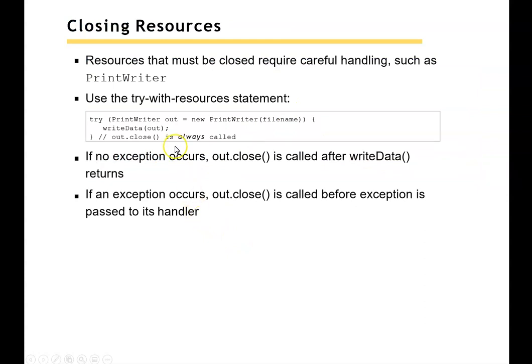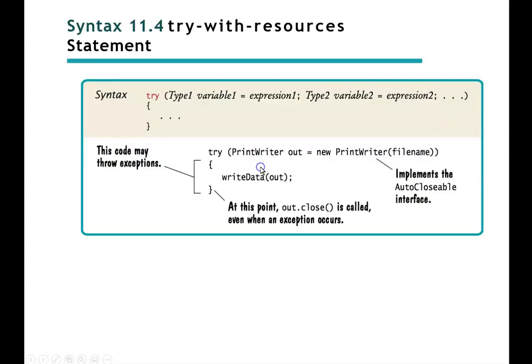Another thing you need to do is, when you are done using certain resources, you need to close them, such as the PrintWriter. So what you can use is the try-with-resources statement. Try PrintWriter out = new PrintWriter. Out.close is automatically called. This is a function of using this special form of the try-catch. If no exception occurs, out.close is called after writing data. If an exception occurs, it still gets called. By using this block form, you guarantee that it will always be called. So try-with-resources looks like this: try, type 1 equals variable 1, etc., to create your resource. This code may throw exceptions which you can then catch.